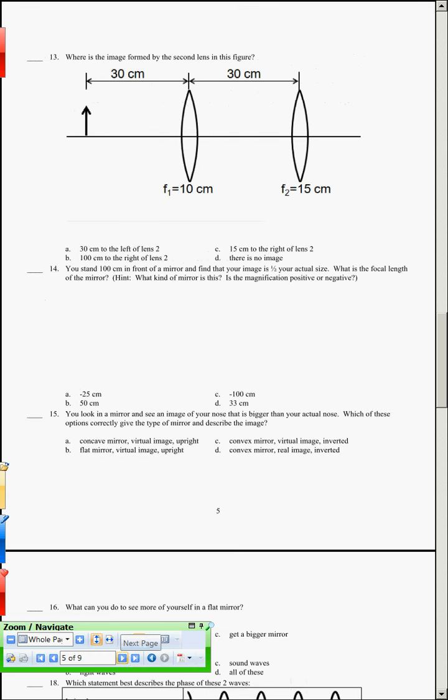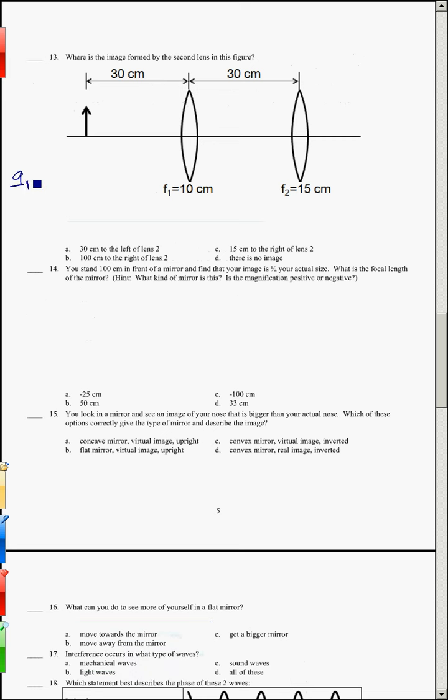Alright, where is the image formed by the second lens in this figure? So first let's just find Q1, that is, where is the image formed by the first lens? Q1 is (1/F1 - 1/P1)^-1. That's (1/10 - 1/30)^-1. That's 3/30 - 1/30, which is 2/30, and we invert that, we get 15 centimeters. So the first image is right here, 15 centimeters from the first lens.